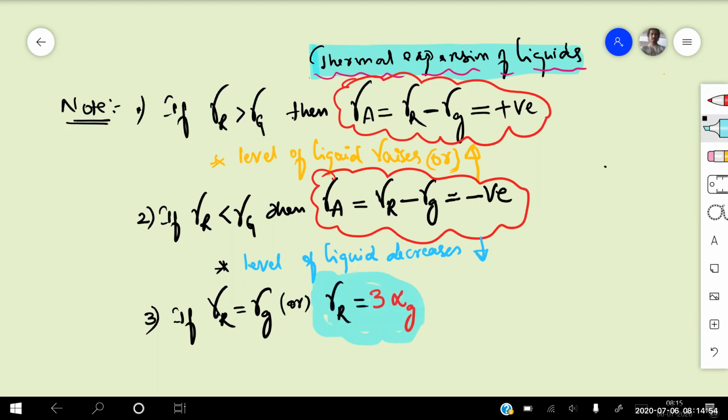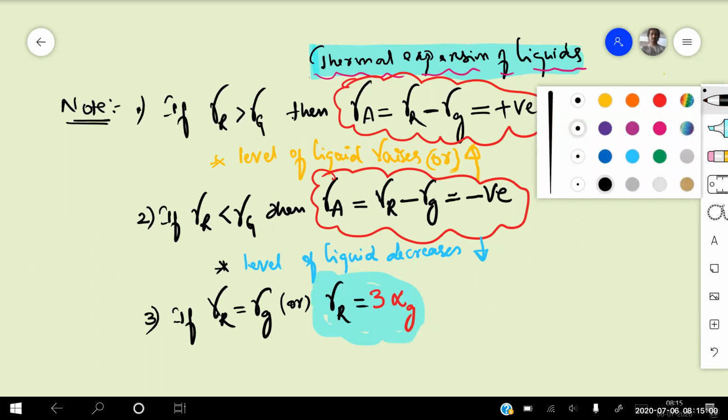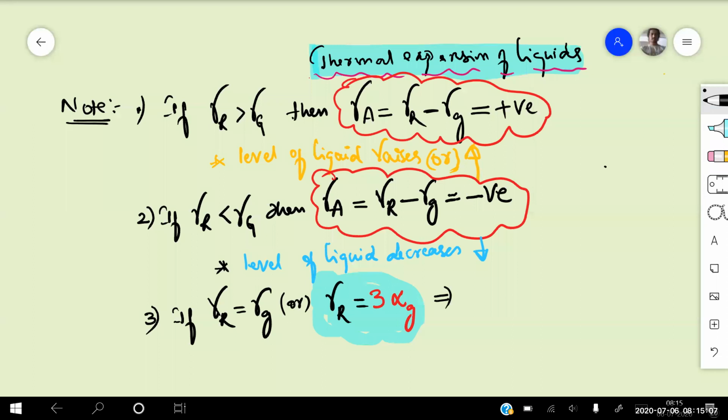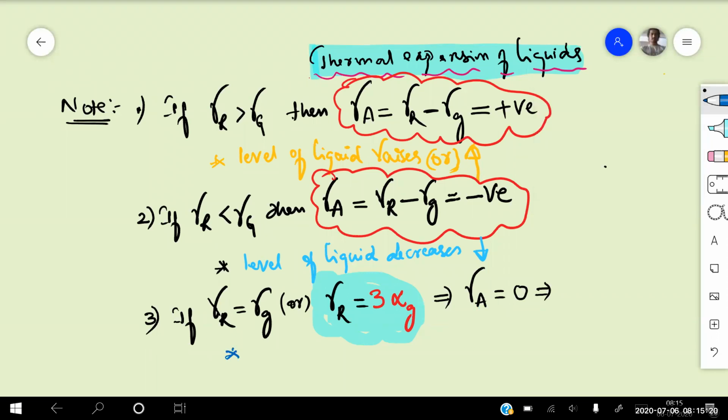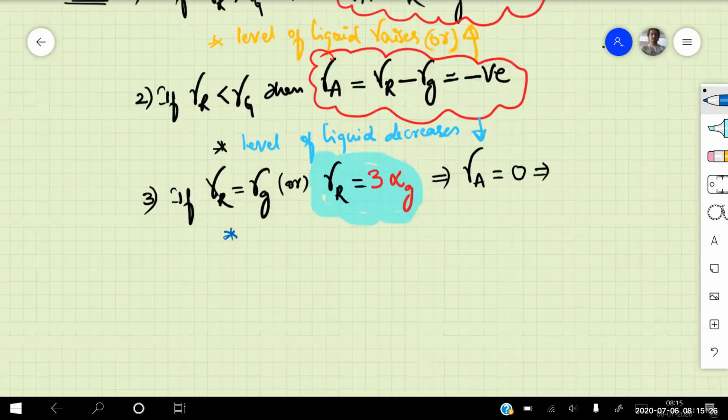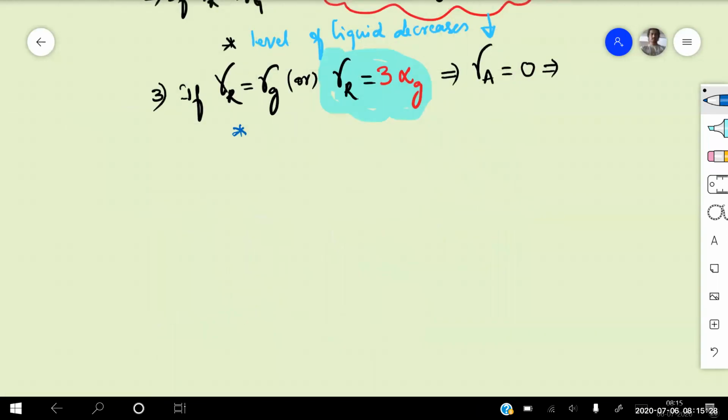Gamma real has a relation between gamma and alpha. Yes, sir. So if the coefficient of real expansion is equal to the coefficient of glass, or gamma r is equal to three times alpha of glass, that means in this condition gamma apparent will become how much? Zero. That means the level of liquid, whatever you are taking, will remain the same. Keep a star mark and write for this one: gamma a is equal to 0.